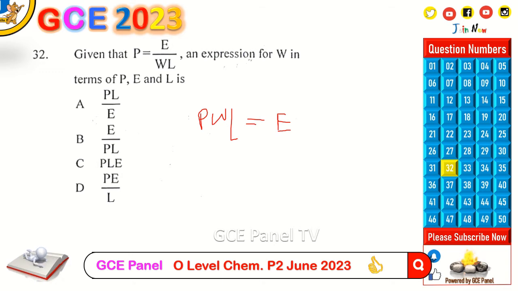Now from here, we want to make W the subject of the formula. What is disturbing us here is this P and this L. So we divide both sides by PL, left hand side and right hand side. On the left hand side, this P will cancel out this P, and this L will cancel out this L. We'll be left just with W is equal to E on PL. That's W in terms of P, E and L.